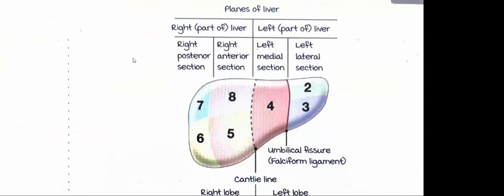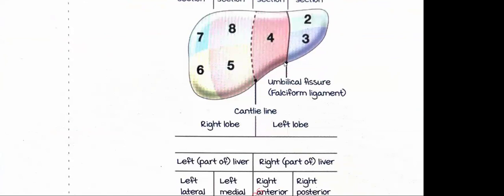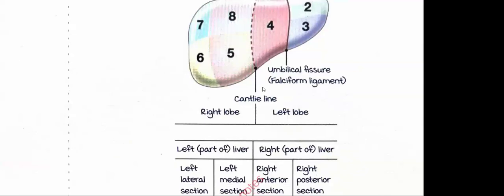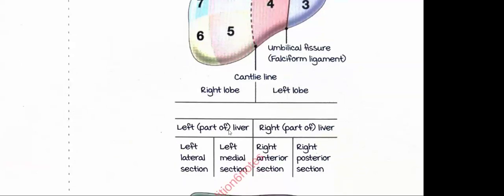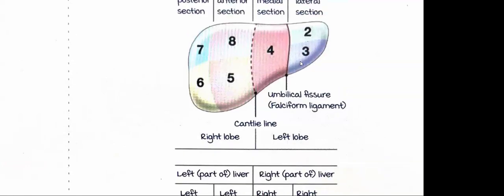Planes of liver. Right part of the liver has the right posterior section and right anterior section. Left part of the liver has the left medial section and left lateral section. This is the umbilical fissure or falciform ligament. We can say this is Cantlie's line, dividing the liver into right lobe and left lobe. This is right and this is left.